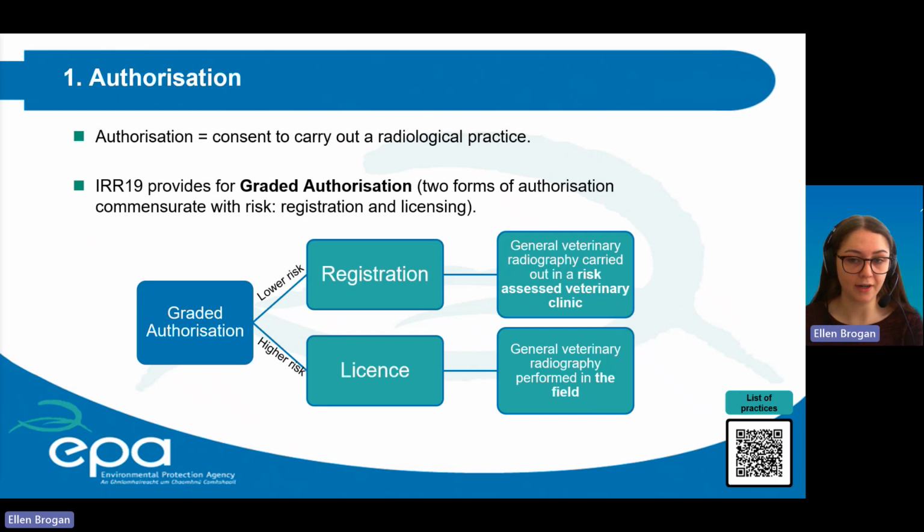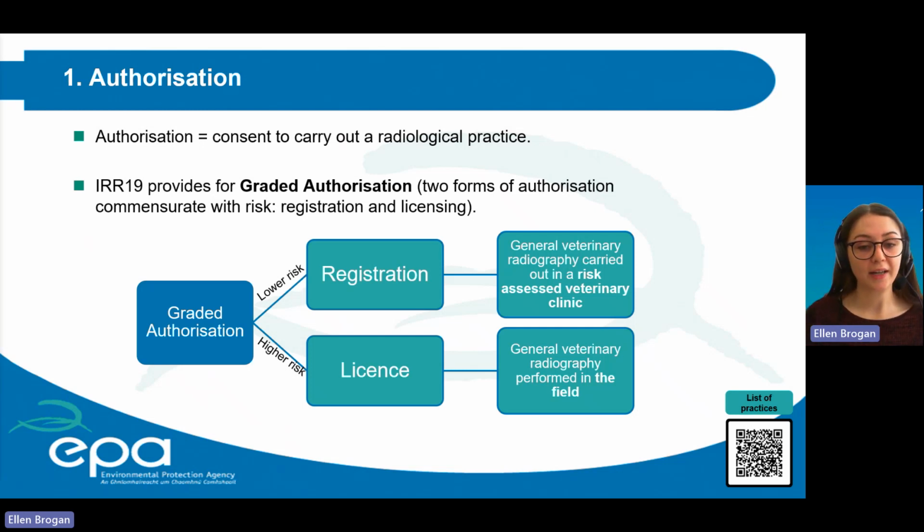All practices which are relevant to your veterinary clinic must be listed on your authorization. So if you carry out both a registered practice and a licensed practice, then the higher form of authorization will apply. In other words, you will have a license, and this license will list both the registered and licensable practices.